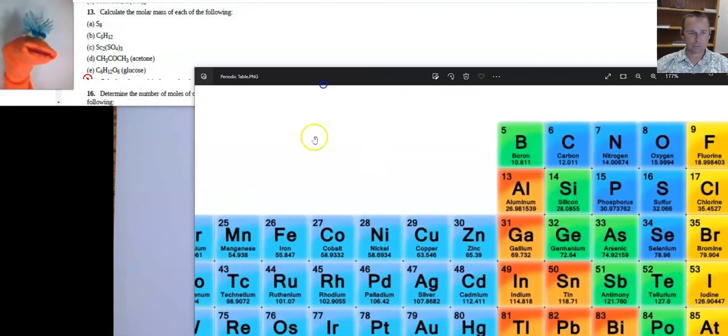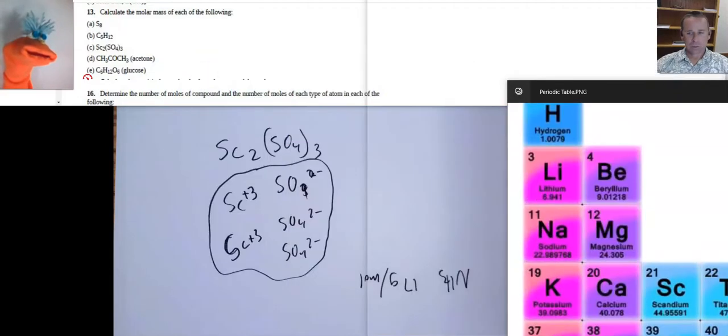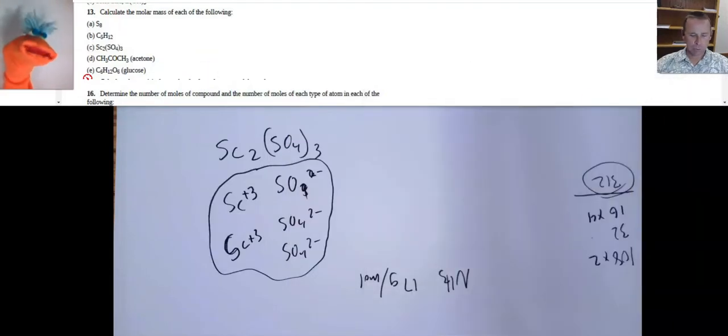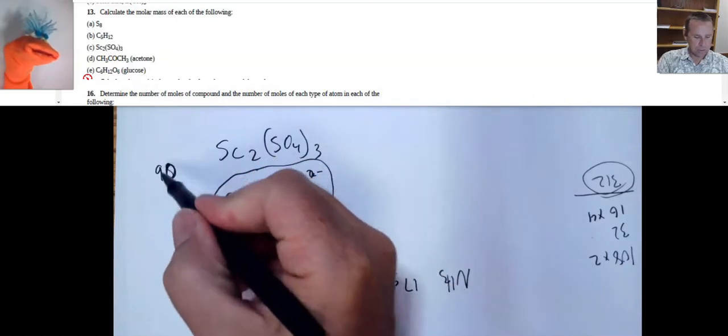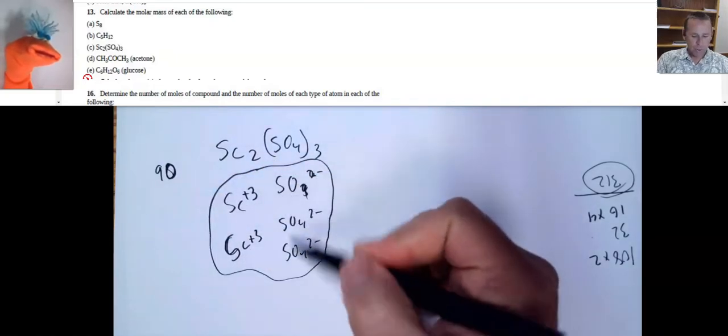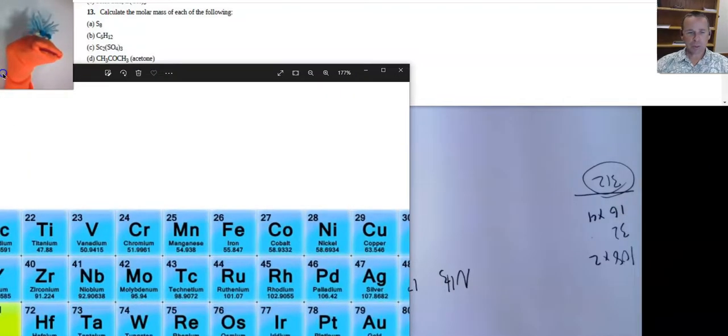So what's scandium? Bring up the periodic table. There it is. 45. 2 times 45? That's 90, right? So that's our 2 scandiums. Sulfur. Was that 32? Let's bring it up here real quick.